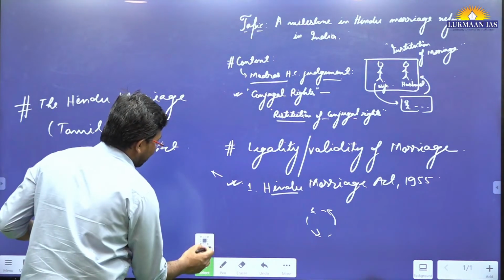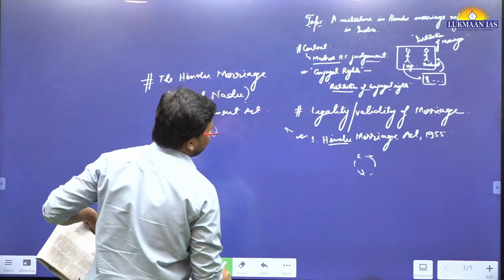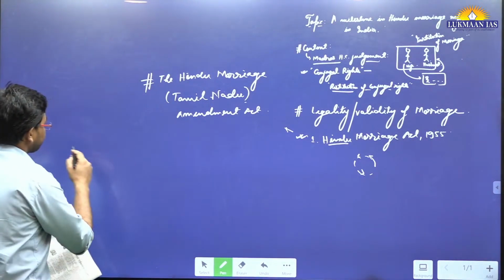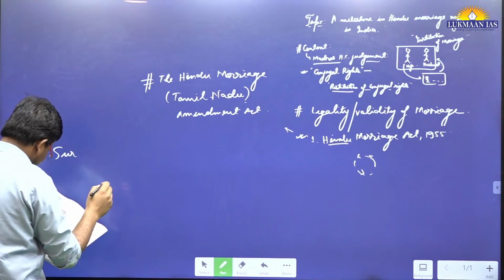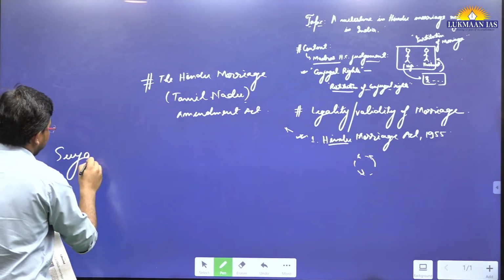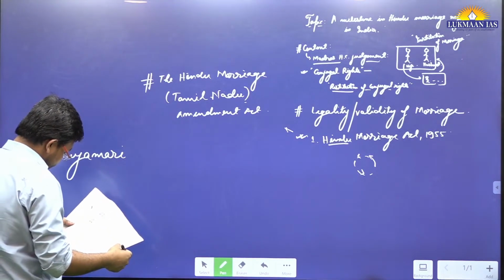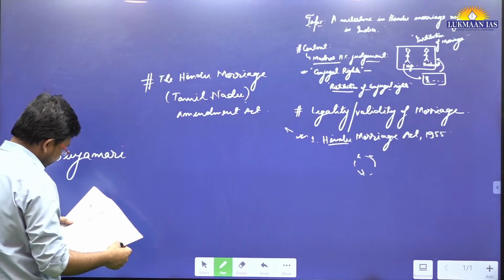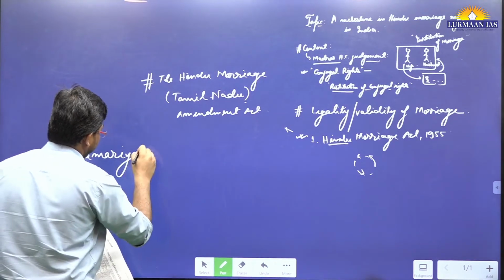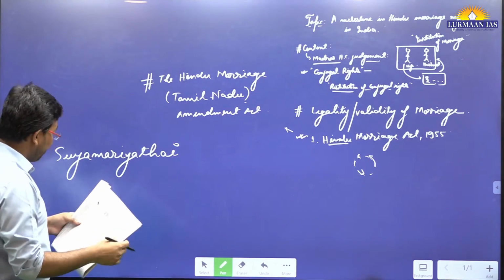I'm going to write down the name of the marriage that we are talking about. This marriage is performed in a manner which is different from the Hindu Marriage Act. It is known as Suya Mariyathai Thirumanam.